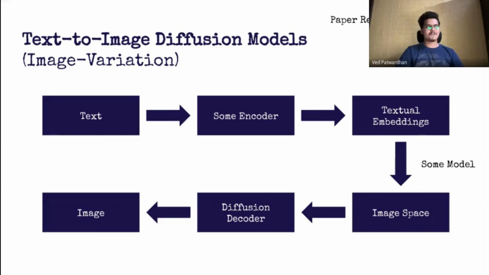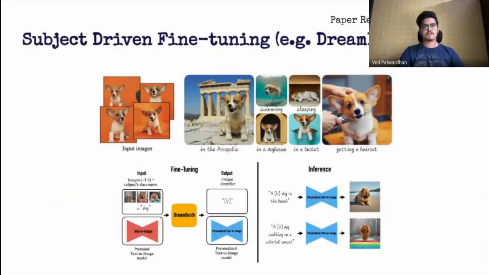So just to get back to the point, I've not tried to explain a specific text to image model because that's not the scope of today's talk. Basically, this is the general process, and based on the different approaches which are taken, people try to use different encoders and different models with the same pipeline. So let's move forward.